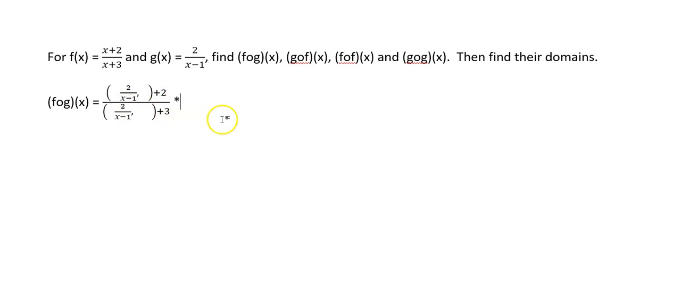So what we're going to do is multiply this thing by x minus 1 over x minus 1. And realize by multiplying by something over itself, I'm multiplying by 1. So I'm really not changing this thing. I'm just making it look different.